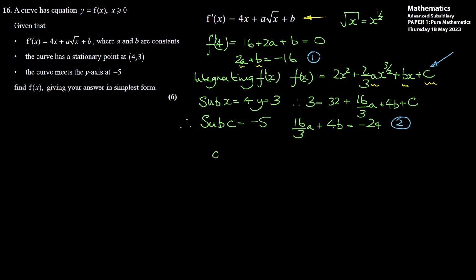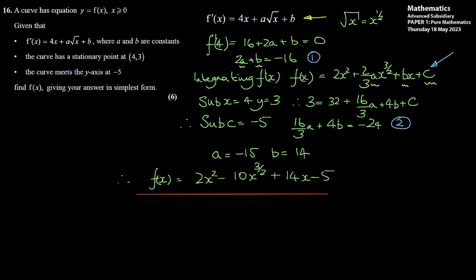And if you do that, you find that a is equal to -15 and b is equal to 14. So putting this all back in f(x), which is here, I get that f(x) is equal to 2x squared minus 10x to the 3/2 plus 14x minus 5. And that will get you the 6 marks available in this question.